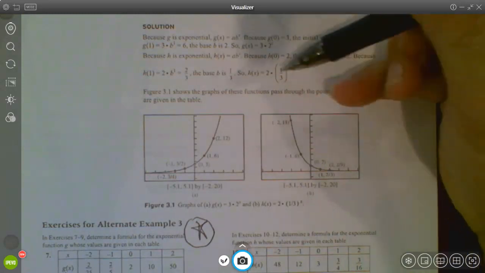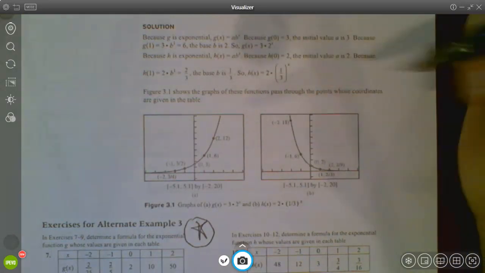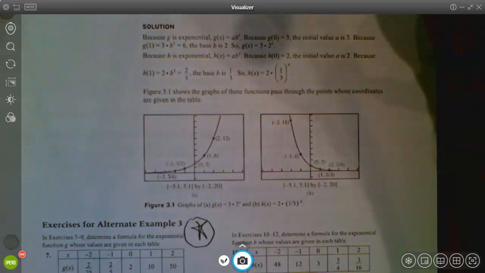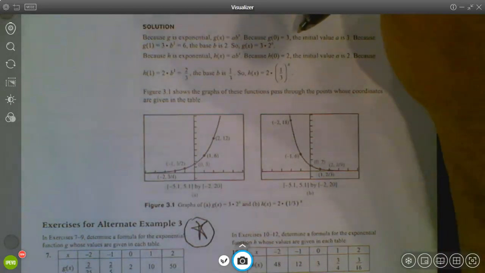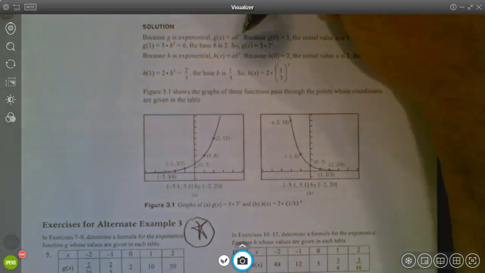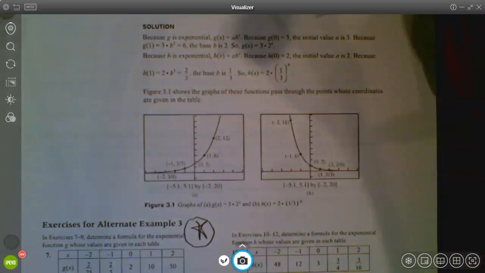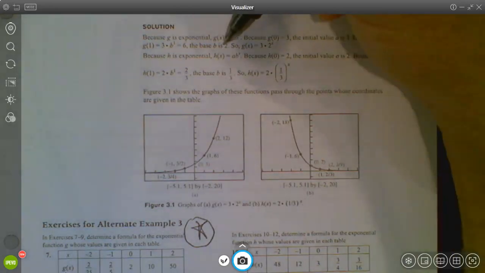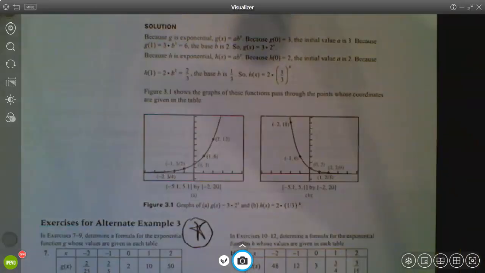They're calling a the leading coefficient, b is the base, x is the exponent. So what they're saying is what if you had a table of values? How would you figure out what the function is? How would you figure out what number is a and what number is b? A will be super easy to figure out because all you have to do is figure out what is the result when my x value is 0.